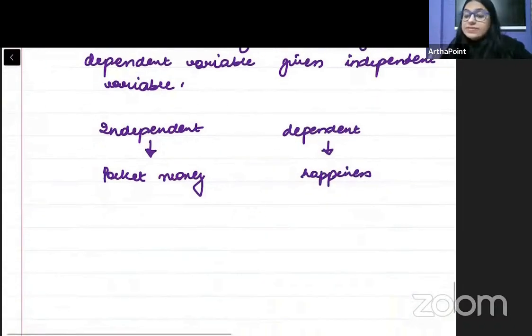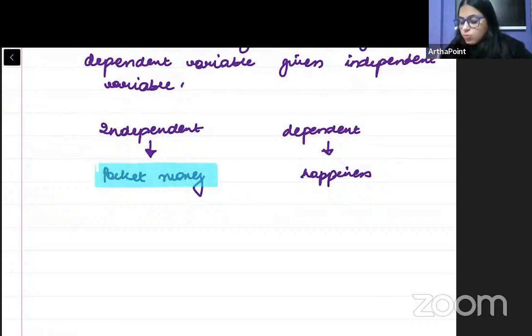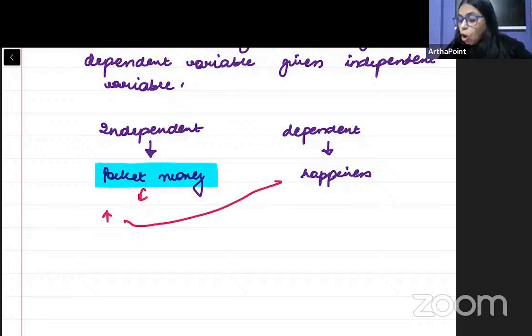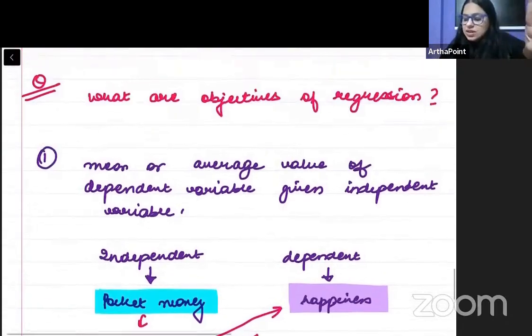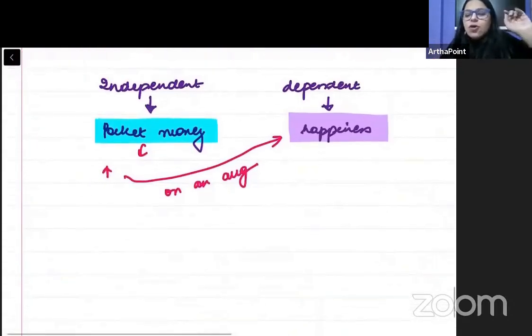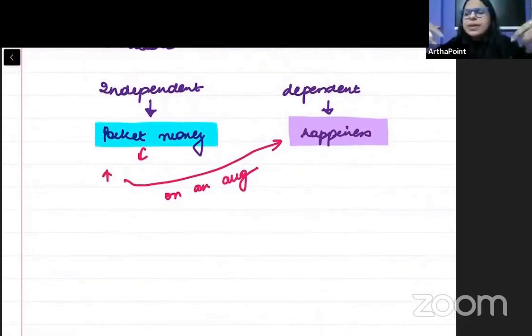हाँ बच्चे. Then if I will increase your pocket money, अगर मैं आपकी pocket money को बढ़ाती हूँ, then on an average, what is the amount by which your happiness will increase? कितने से happiness बढ़ेगी on an average? That is basically your objective. So we want to ask ourselves कि अगर मैं independent variable को बढ़ाती हूँ, on an average, how much will the dependent variable change?